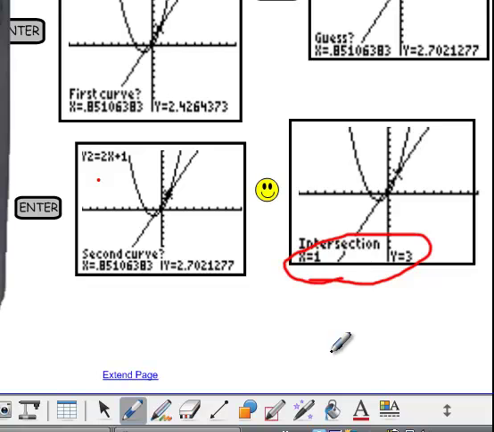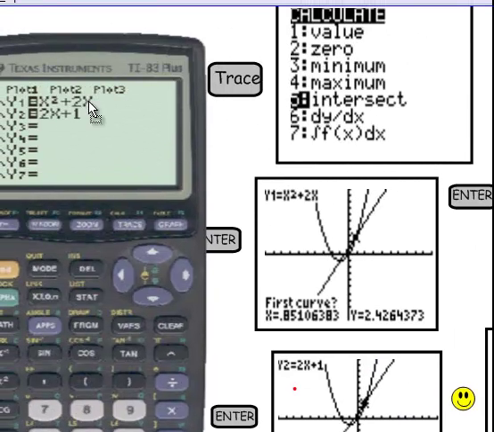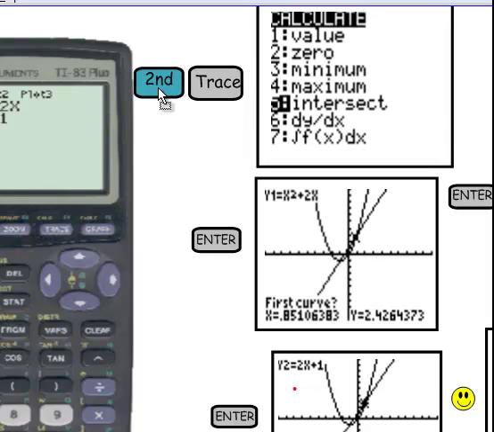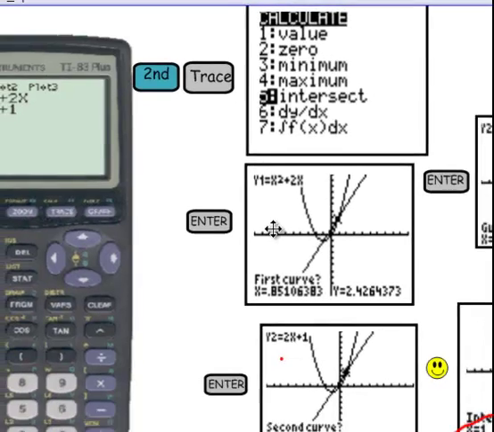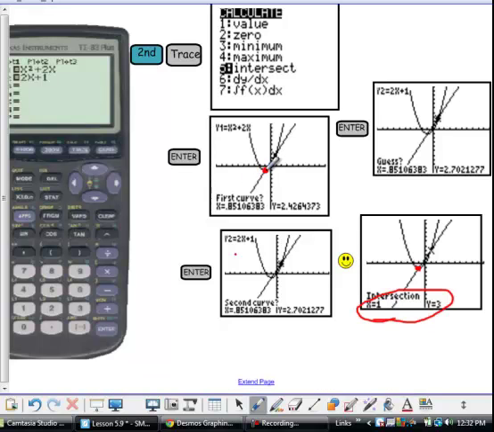Now to get the second intersection, you're going to have to do that all over again, starting right back here from the beginning. You have to do a second function trace. You will come over here, except now you'll move your cursor to the second position, press your enter twice again, and up will come your last intersection.